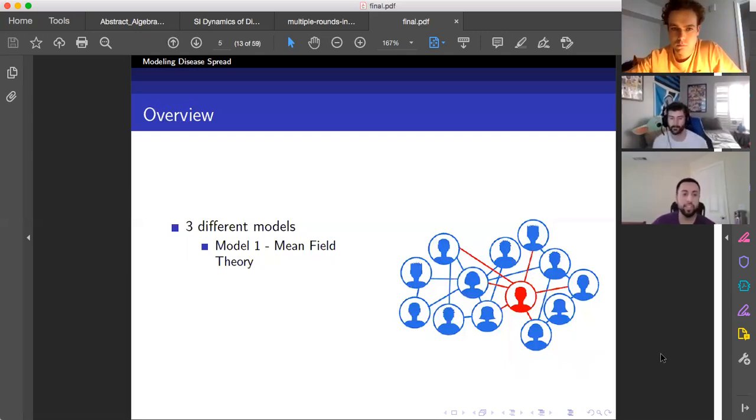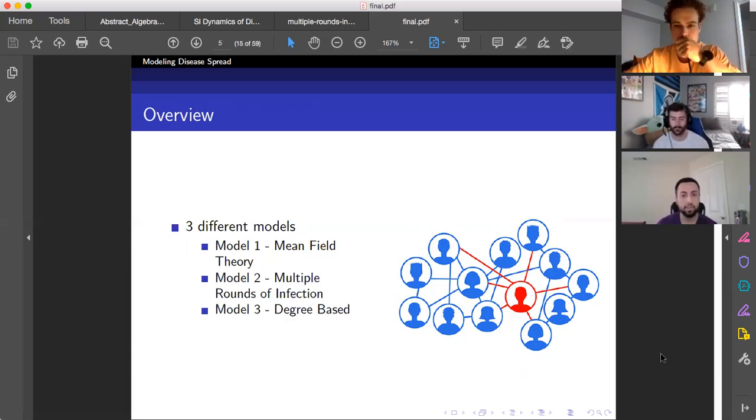To give a very brief and quick overview of what we are going to be discussing in the presentation, we are going to be going over 3 different models. The 3 models are the mean field theory, the multiple rounds of infection, and the degree-based mean field. I do want to point out that we are going to be using differential equations in these models, so having some basic background knowledge regarding differential equations will make this presentation a lot easier to understand. And then at the end, we will be going over the error testing done for the theories.